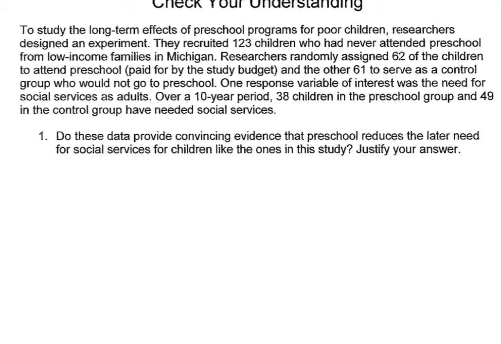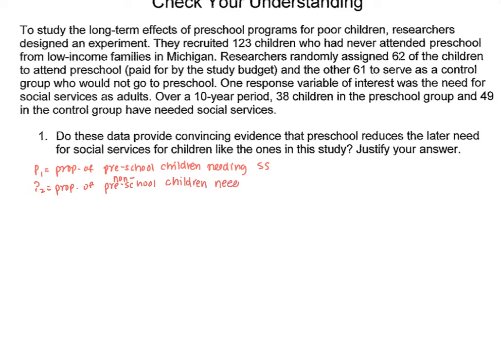So let's start by stating everything we know. Let's define our variables. Let P1 be the proportion of preschool children needing social services, and P2 is going to be the proportion of non-preschool students needing social services.